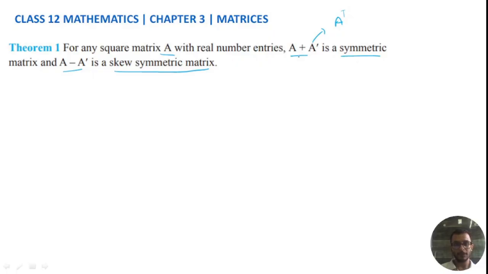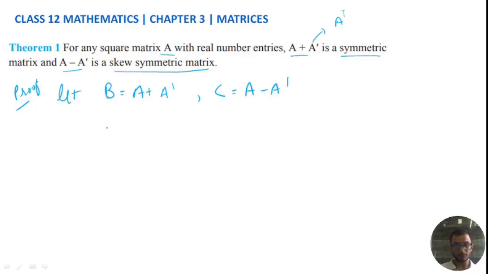So we need to prove A plus A transpose to be symmetric and A minus A dash to be skew symmetric. So first of all, let us name these matrices. Let A plus A dash equal B and C equal A minus A dash. Then we have to prove A plus A dash is symmetric, that is, we have to prove B is symmetric, because B is equal to that, right?